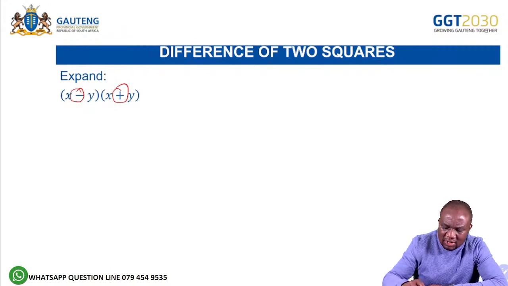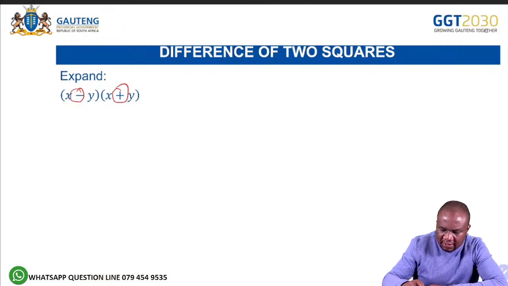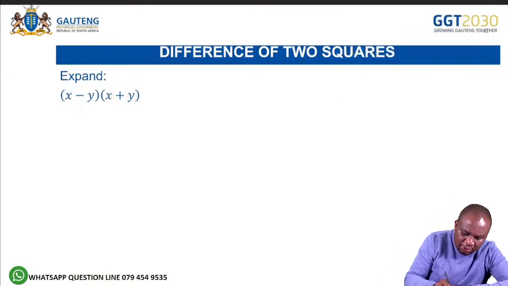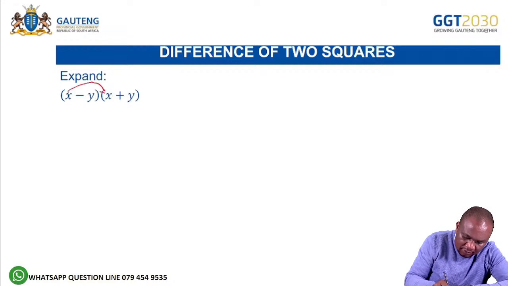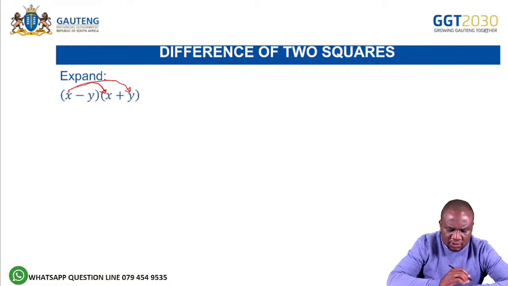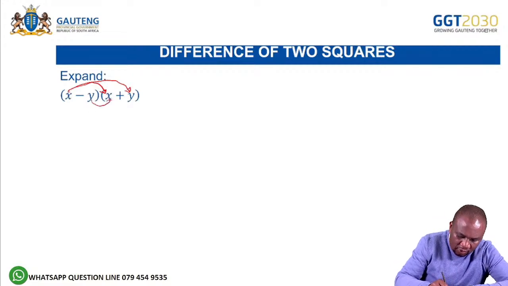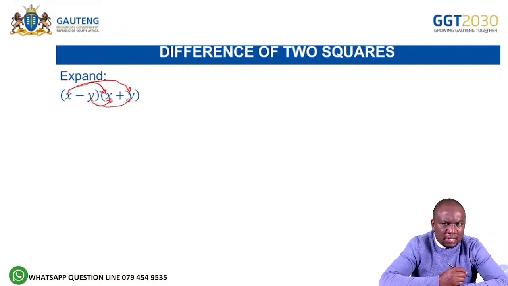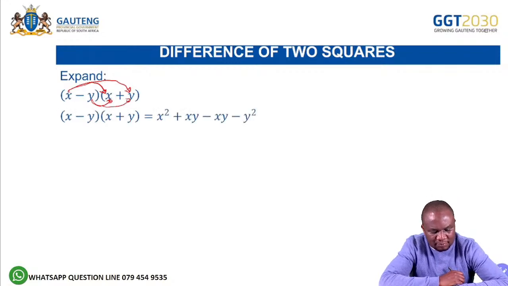I want us to expand this so that we can observe something. Let's use our FOIL method. x times x is x squared. x times y is xy. Negative y times x is negative xy. Negative y times positive y is negative y squared. So if we expand, we get something like this, isn't it?